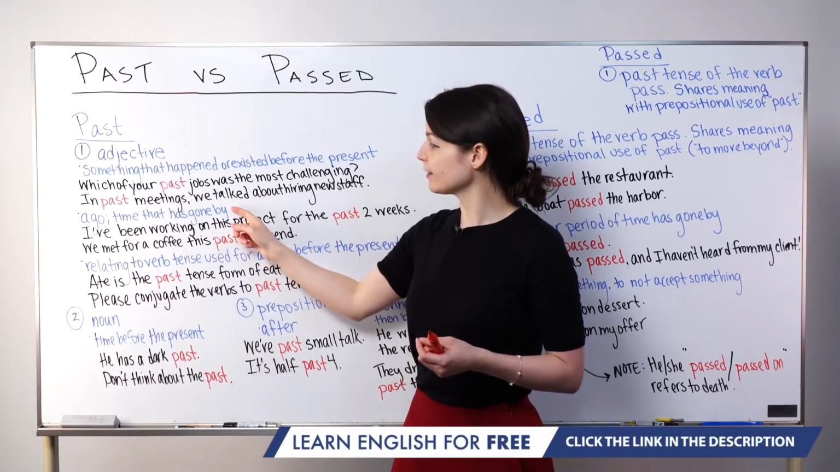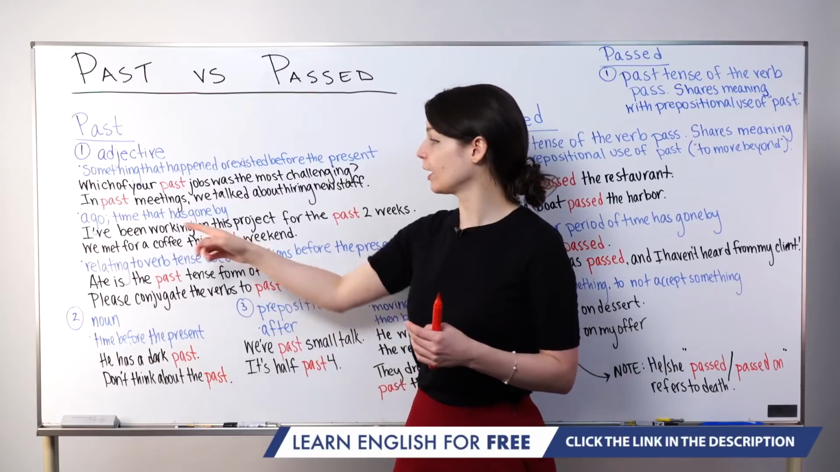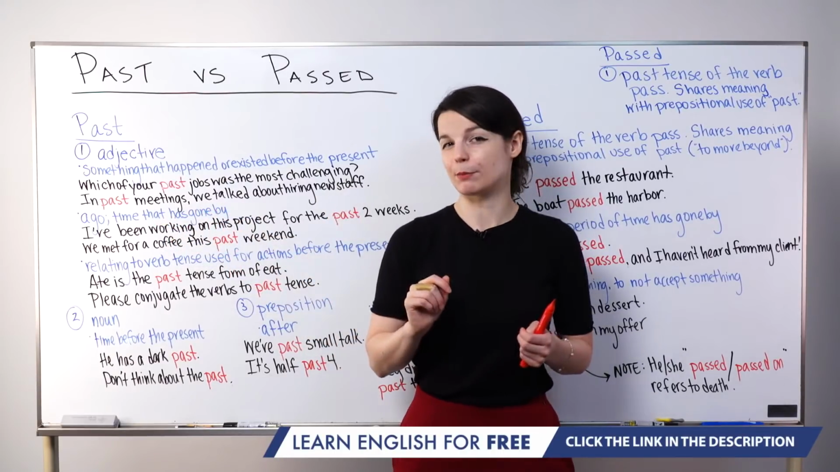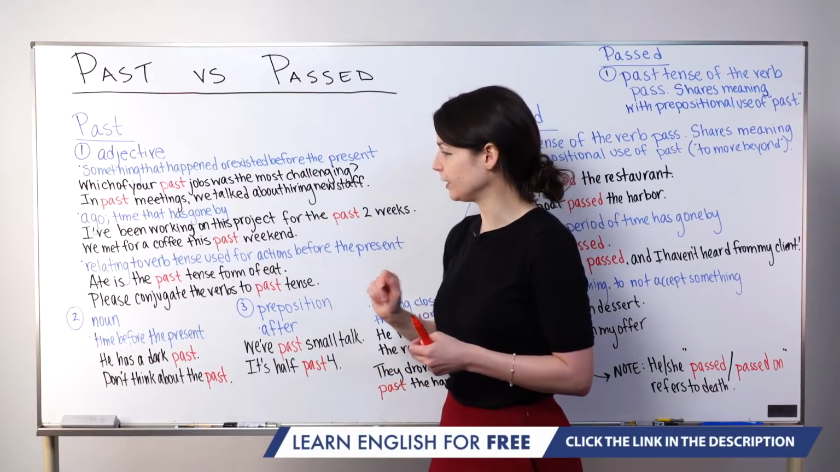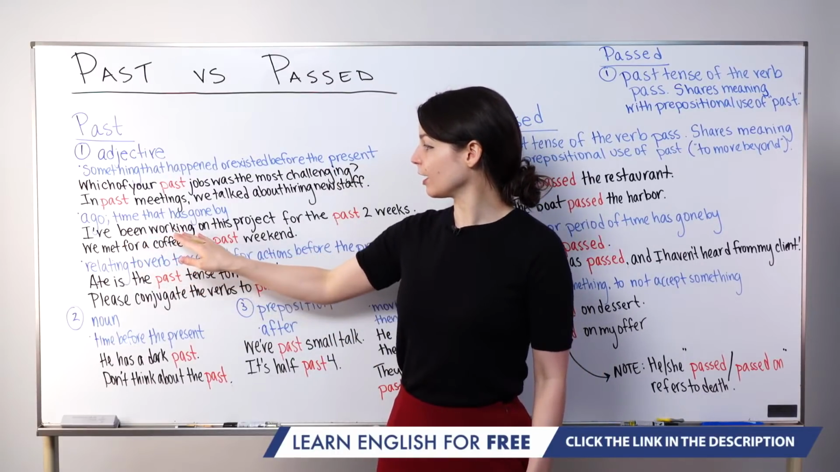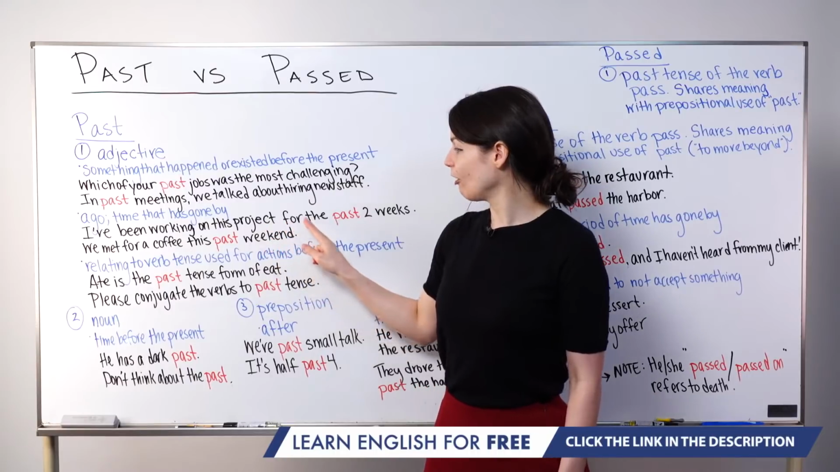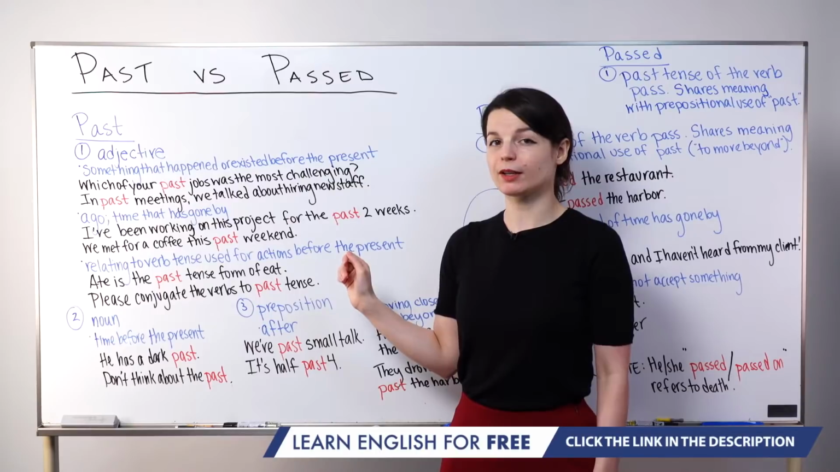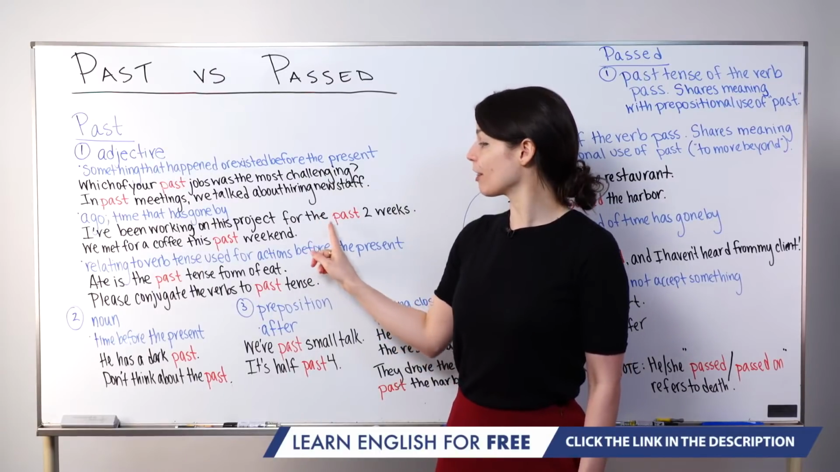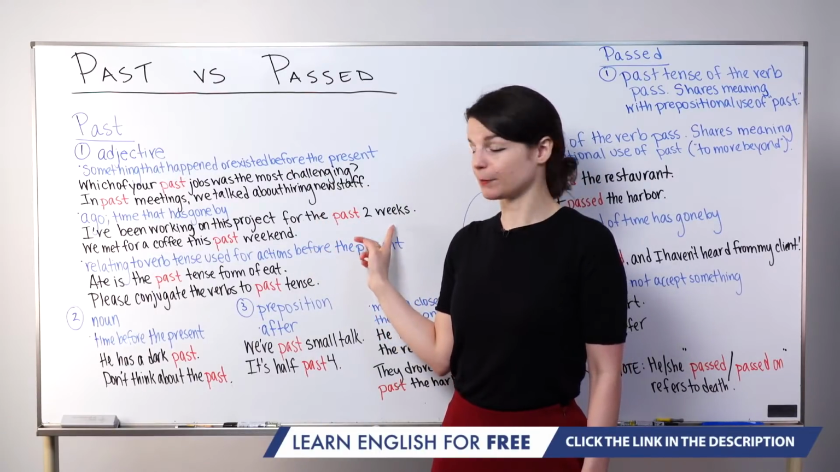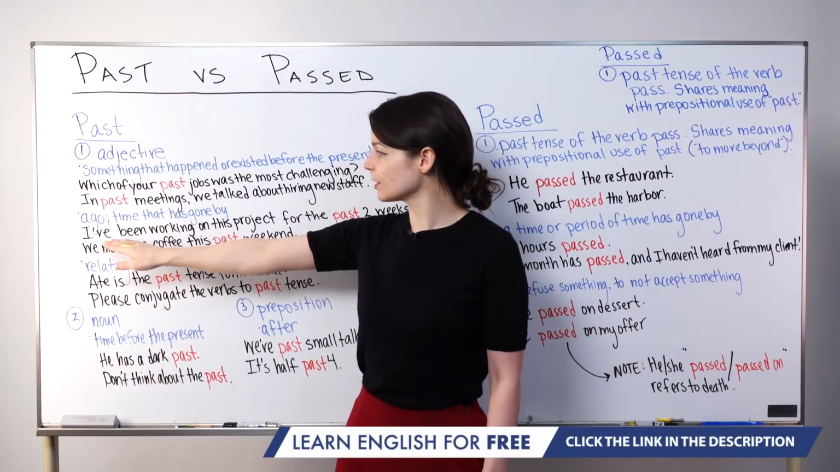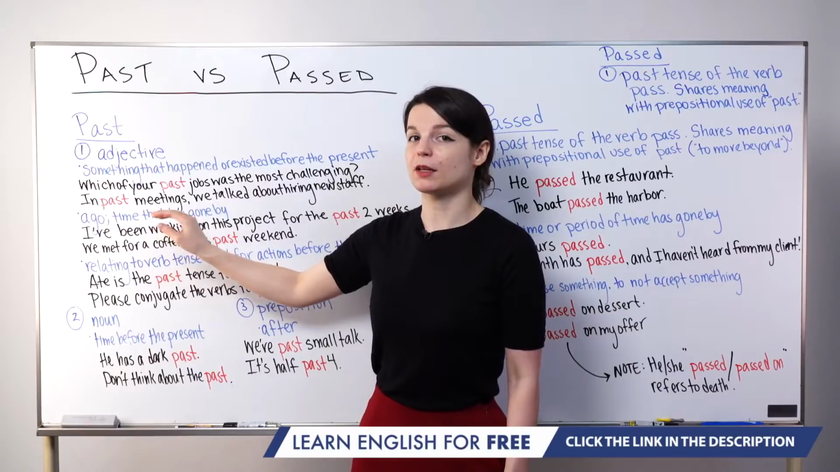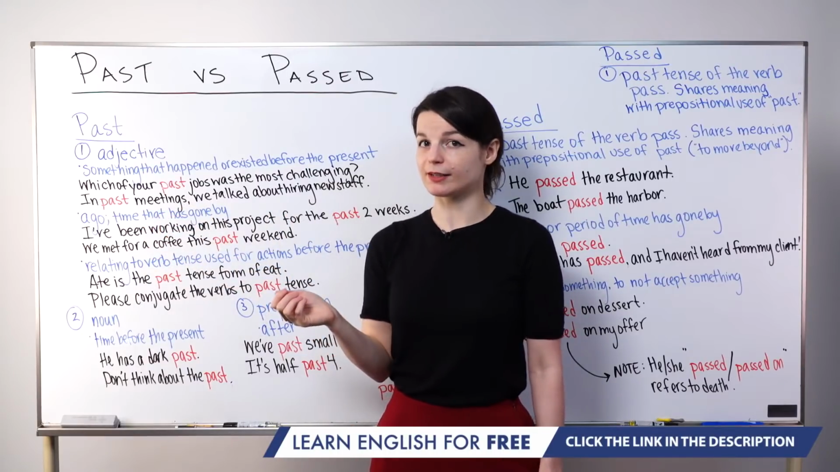Let's continue to the next use of past as an adjective. So we use past to mean ago, or time that has gone by. So let's look at some examples of this. First one, I've been working on this project for the past 2 weeks. Here you'll notice I'm using this I've been working pattern. So this is a present perfect progressive pattern.